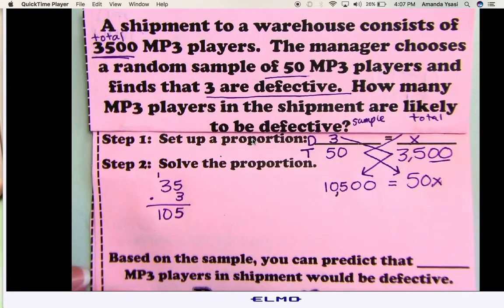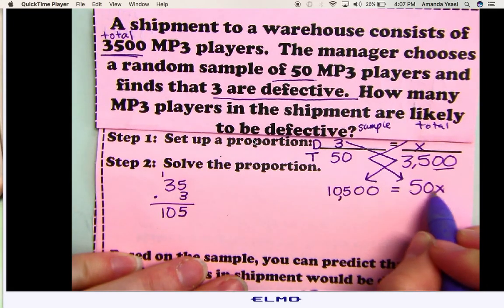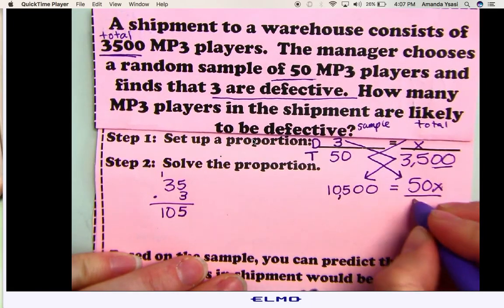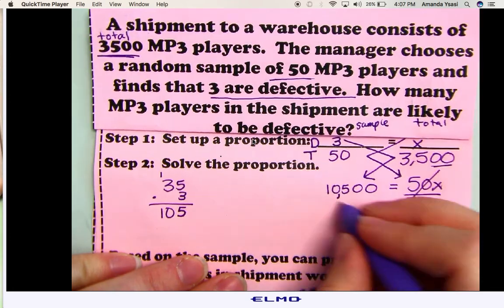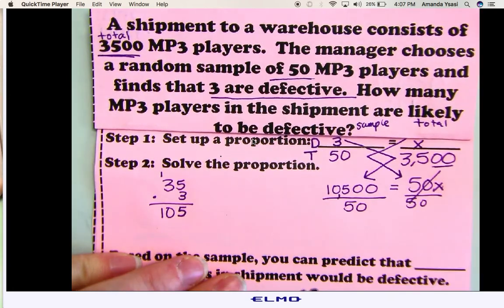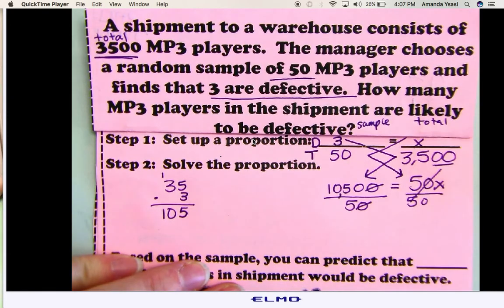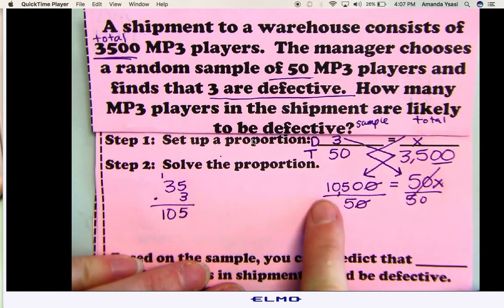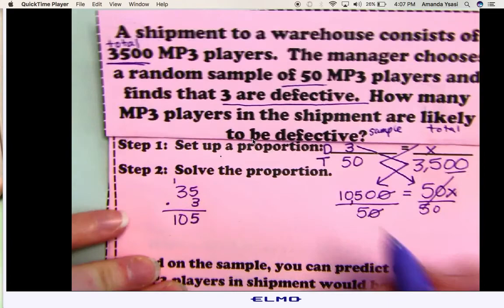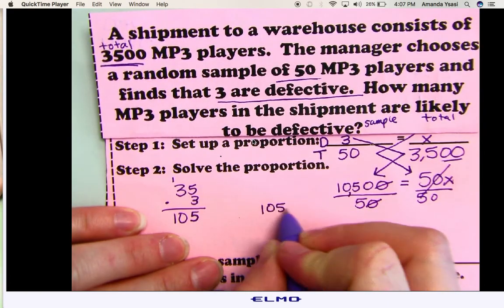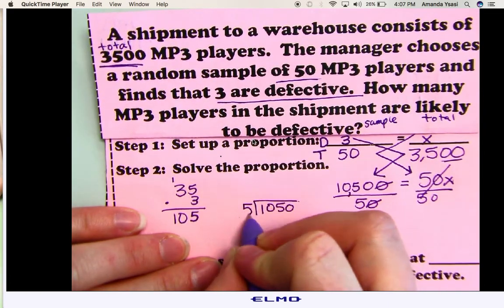And then we are going to have to divide by whatever number's in front of the 50. So divide by 50. In order to make it a little easier, we are going to cross out common zeros. And now we're doing 1,050 divided by 5.